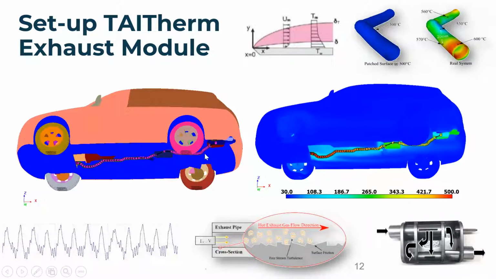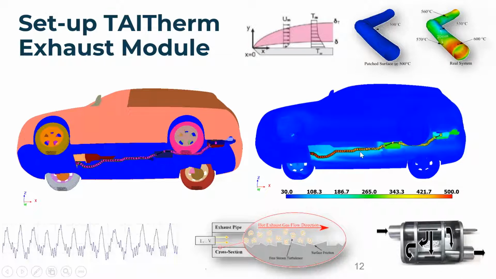So in TAITherm, for the boundary conditions, first you need to define the material properties and the emission coefficients, and then model the heat sources. So the exhaust system, the hottest part, we model that with our exhaust module, and the exhaust gas here is represented with a fluid node network, a fluid stream, where you define your exhaust gas mass flow and entry temperature, which can vary over time.